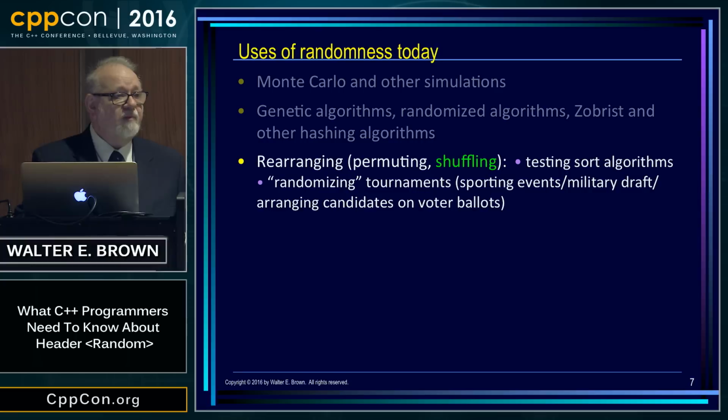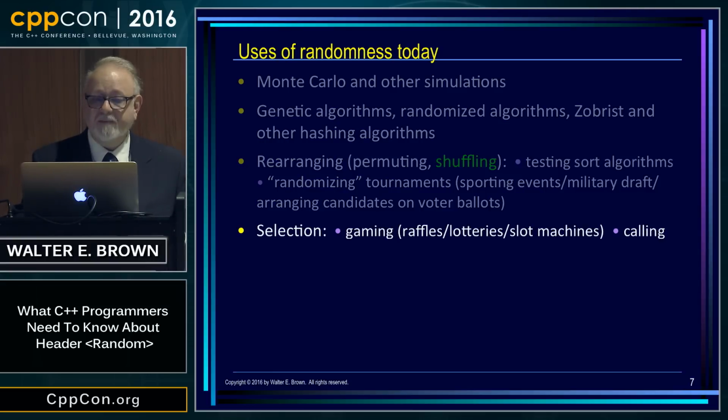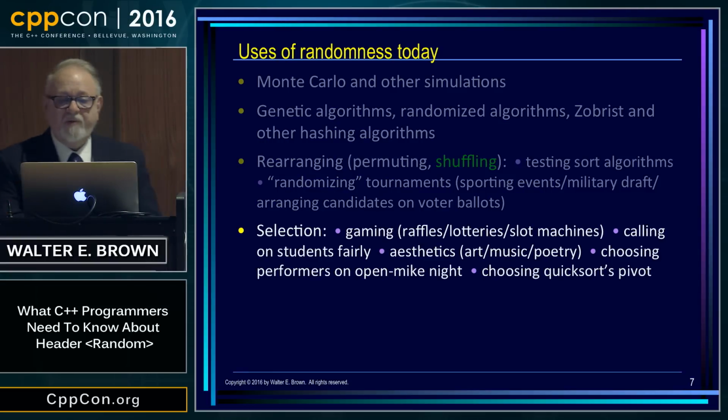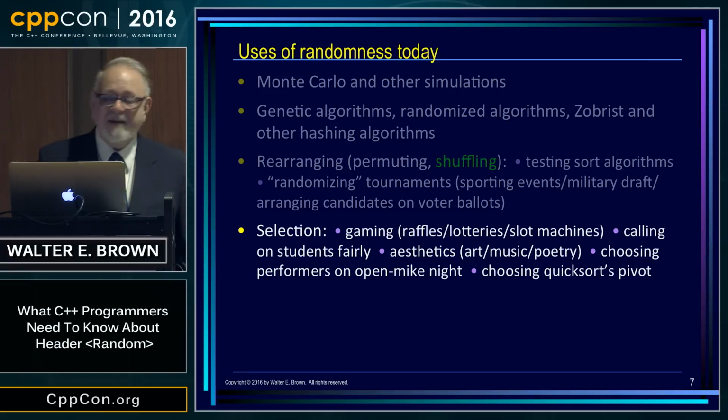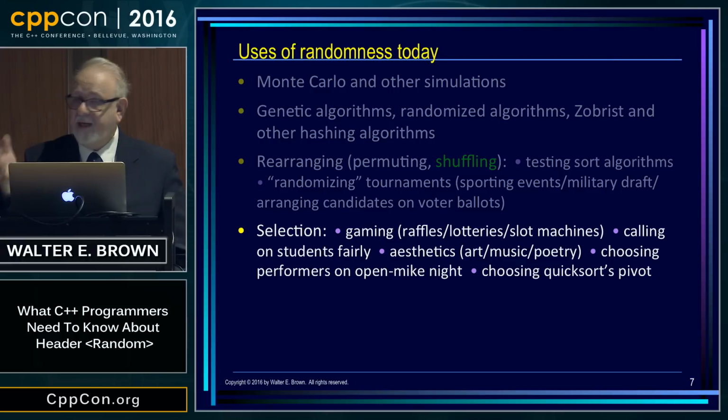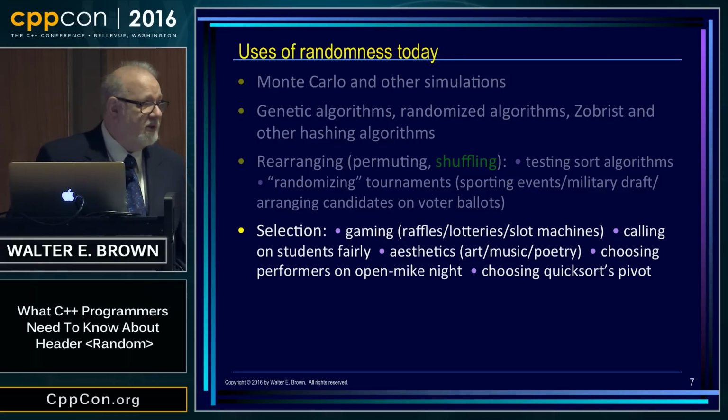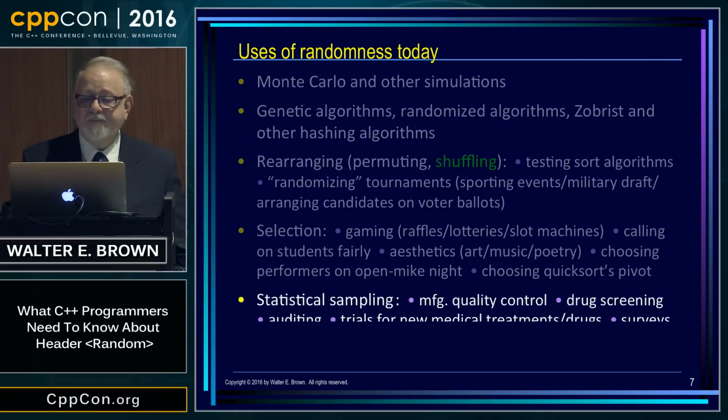There are jurisdictions in which the preparation of a voter ballot is randomized, so that no candidate is obviously favored by being first, for example. Random numbers are used for selection purposes, obviously in gaming. There are teachers who use it to ensure that they call on students fairly, eliminating personal bias. Don't just call on the best-looking student. Choosing performers on open mic night. For us, choosing a pivot in quicksort is often done randomly.